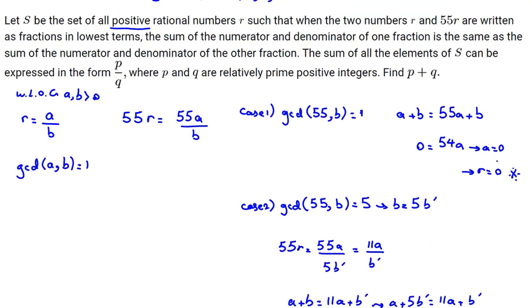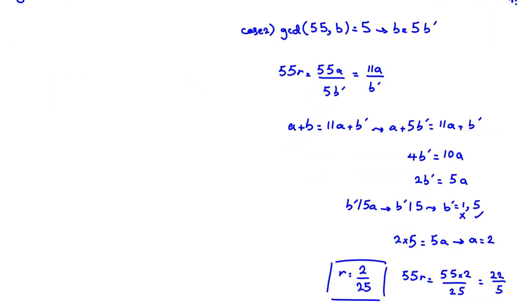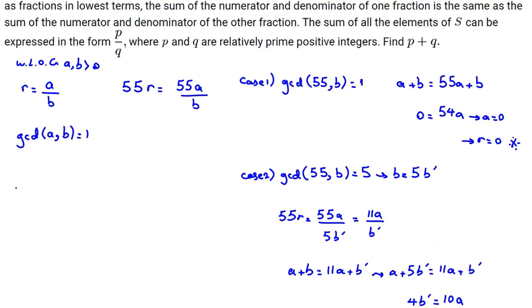And the problem wants what? It says the sum of all elements in S, the sum of all R's that are possible. So we found one fraction, 2 over 25. Well, let's check case 3 here.